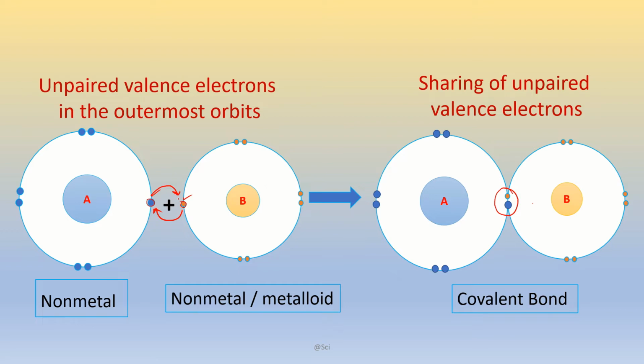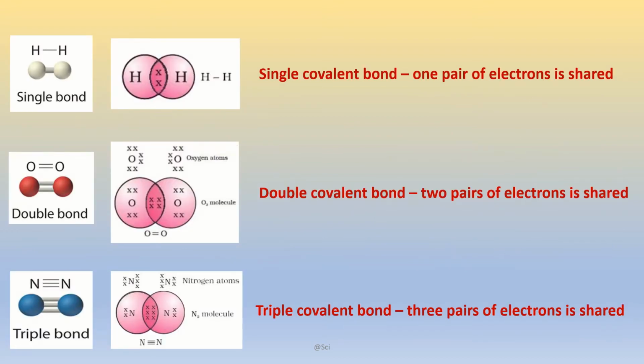A will contribute one electron, B will contribute one electron, and then you will see that there is a bond that is formed here by sharing of electrons. So sharing of unpaired valency electrons helps in the formation of a covalent bond. How many types of covalent bonds are there? There are three types: single, double, and triple. In single, there is one pair of electrons that is shared. In double, there are two pairs, and in triple, there are three pairs.